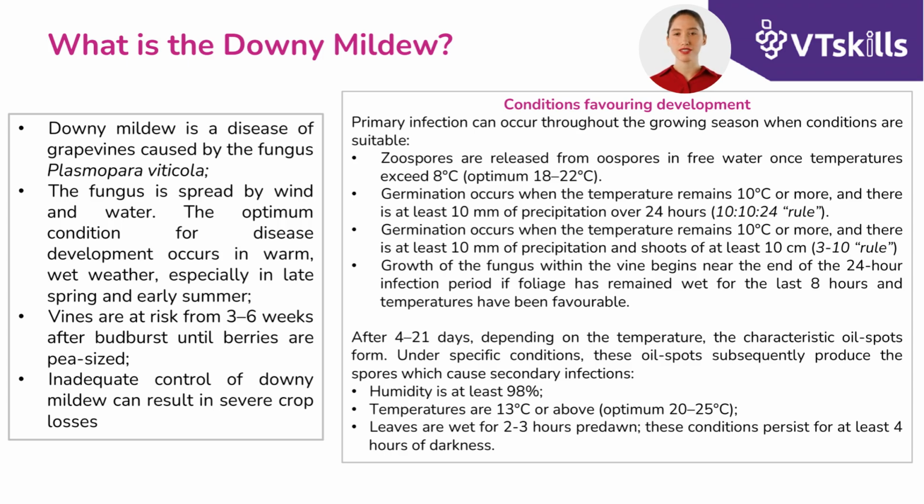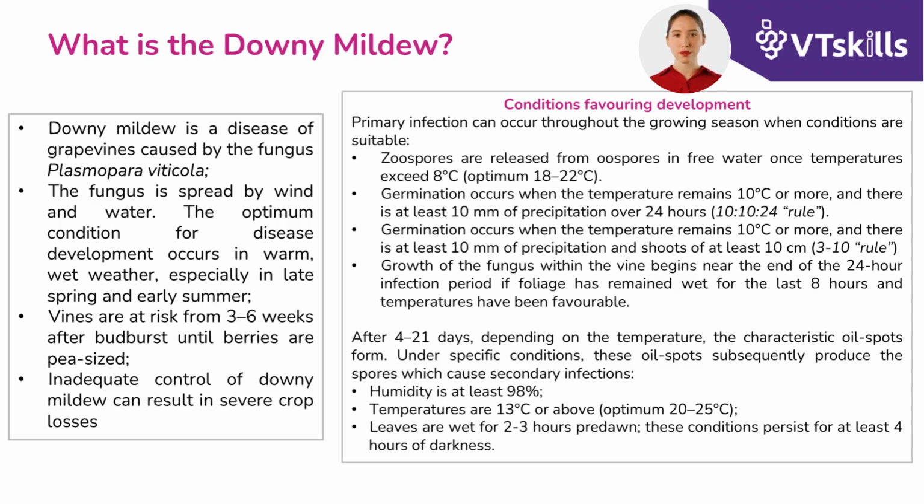If the vegetation remains wet for at least 8 hours and temperatures remain suitable, the fungus can penetrate the plant tissues. After an incubation period of 4 to 21 days, depending on the temperature, the typical translucent, yellowish, roundish oil spots appear on the upper page of the leaves, often accompanied by whitish fruiting on the underside of the leaf in high humidity. Secondary infections occur when environmental conditions remain favorable for the proliferation of the pathogen.